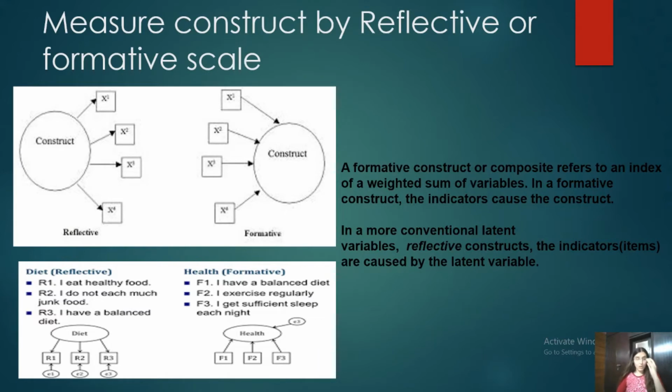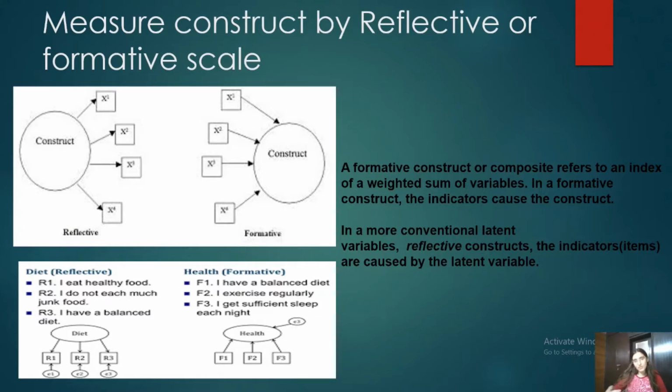Okay. Now, questions of course will be addressed at the end of the session because it's difficult to see the chat together. Now, if you understood the construct and item thing, the next thing is there are two types of measurement of constructs. One is called reflective scale and the second is called formative scale.